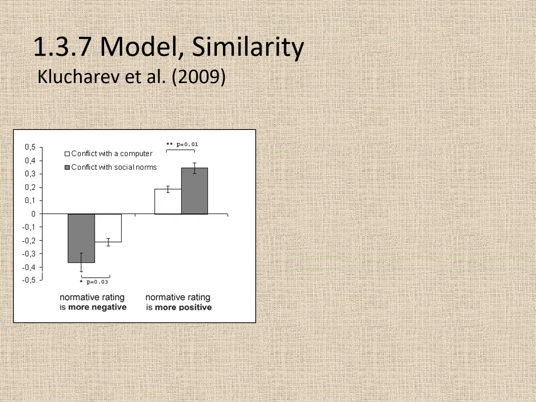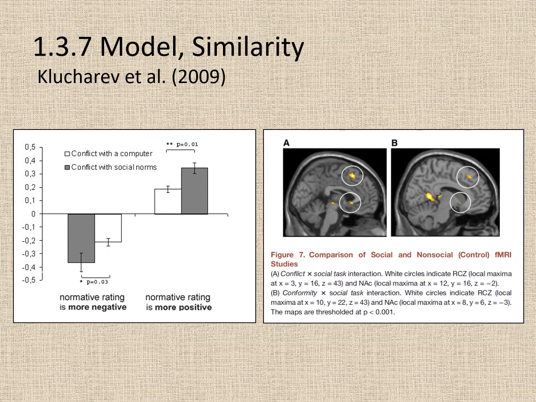If we have a look at brain activity, we also see that people have a bigger increase in rostral cingulate zone activity if they get to see that their rating is in conflict with the others and the others are humans, compared with if the others are computers. And a bigger decrease in nucleus accumbens activity if the others are humans. So it probably feels worse to see that your behavior is not in accordance with other humans compared with computer software.